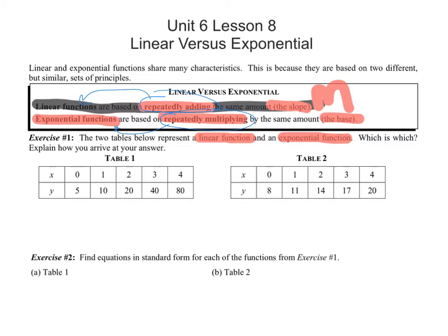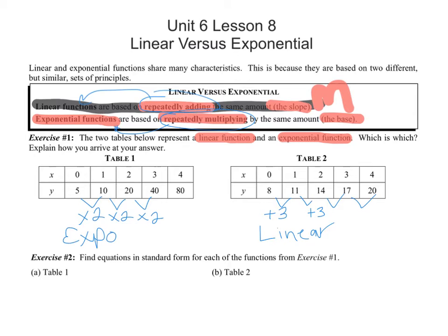So let's take a look at each table. How is it going from 5 to 10 to 20 to 40 to 80? Well, I hope that you notice that we're multiplying by 2 each time, therefore it's going to be exponential. Let's look at table number 2. How am I going from 8 to 11, from 11 to 14, 14 to 17, and 17 to 20? How am I doing that? I'm adding 3 each time. So because it's repeatedly adding, we are talking about a linear function.